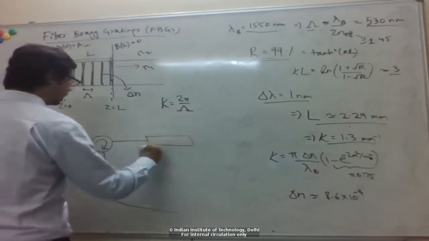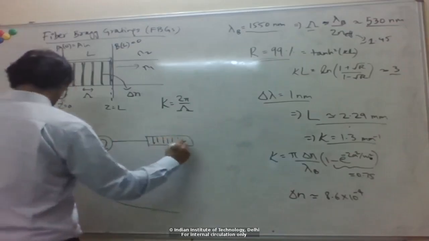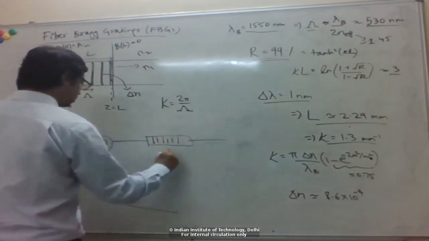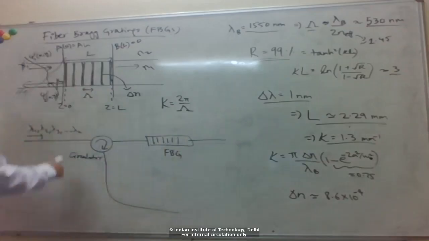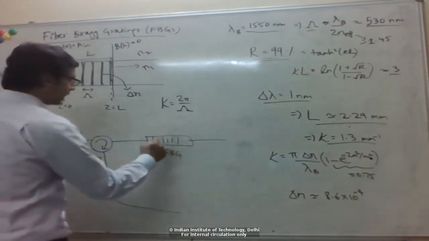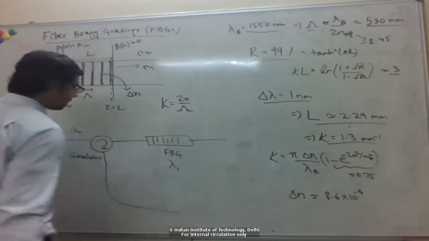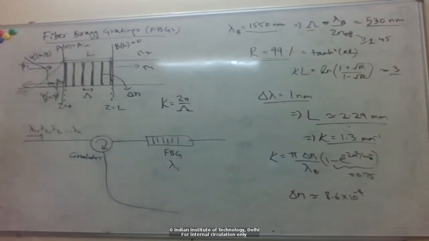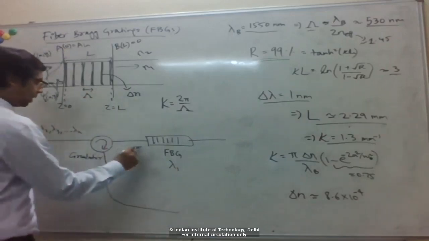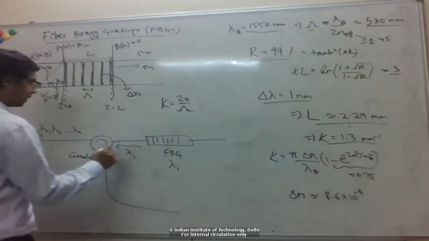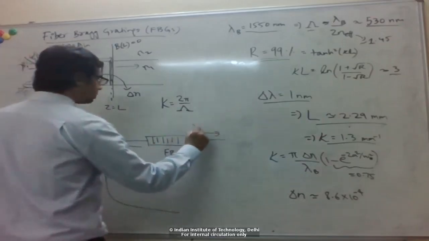Okay, and then you have this fiber Bragg grating here. So let's say I want to pick out lambda 1. Then I have an FBG which reflects wavelength lambda 1. So from here lambda 1 is reflected back and all the other wavelengths are transmitted.